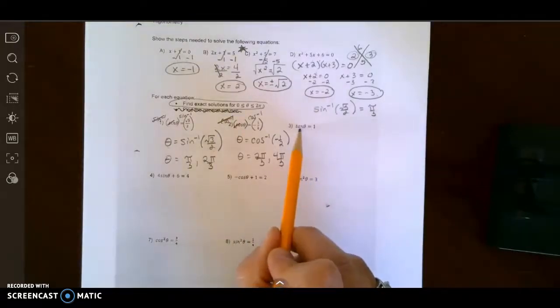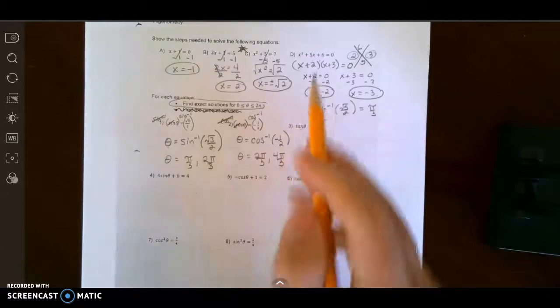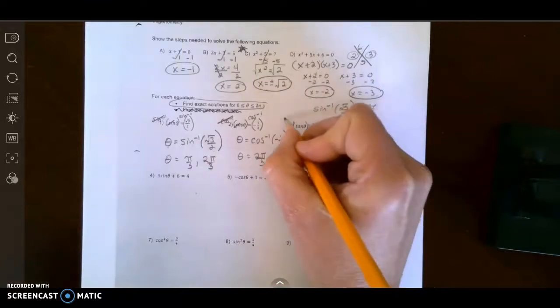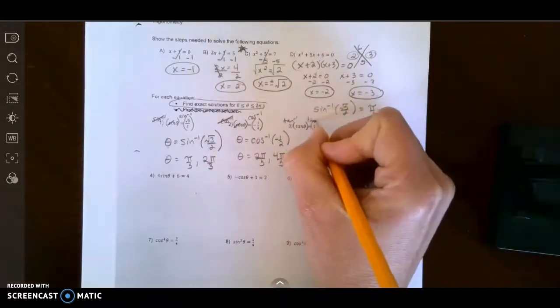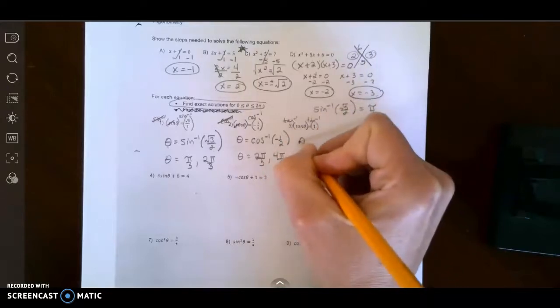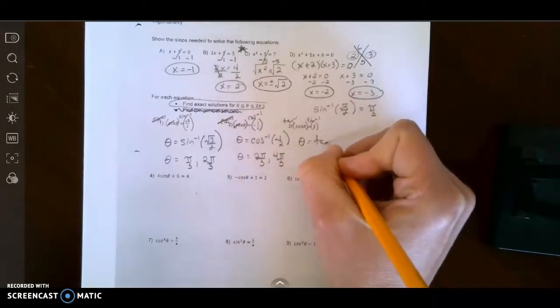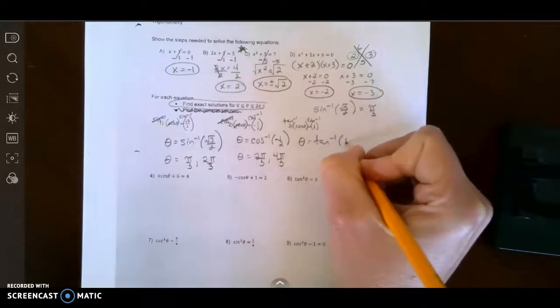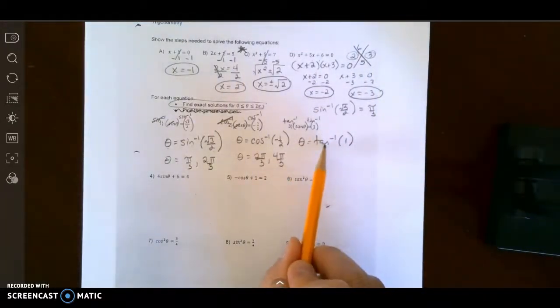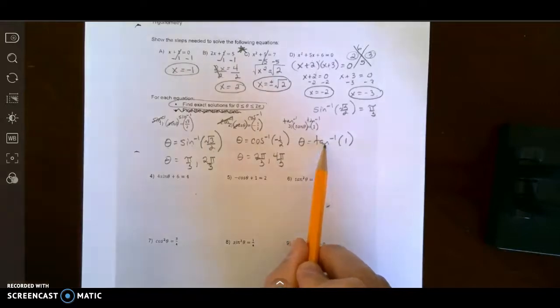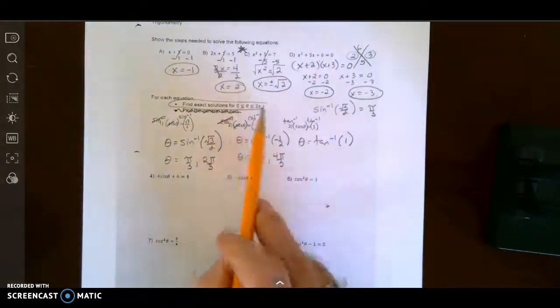Let's go to number 3. Tangent of theta equals 1. Take the inverse of each side. Theta equals the inverse tangent of 1. Where on my unit circle is the tangent 1? All places between 0 and 2 pi.